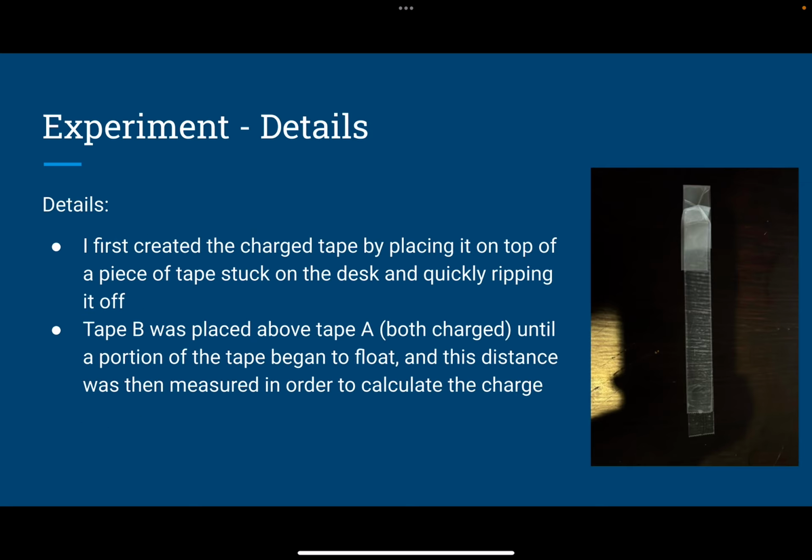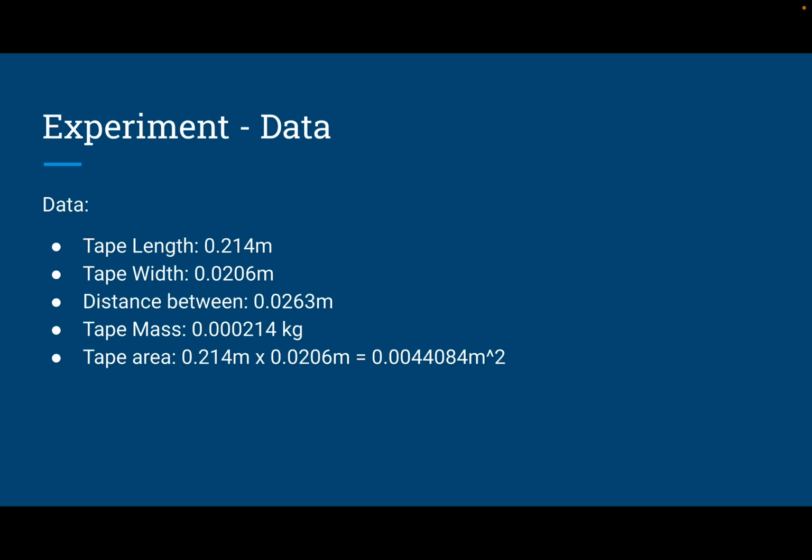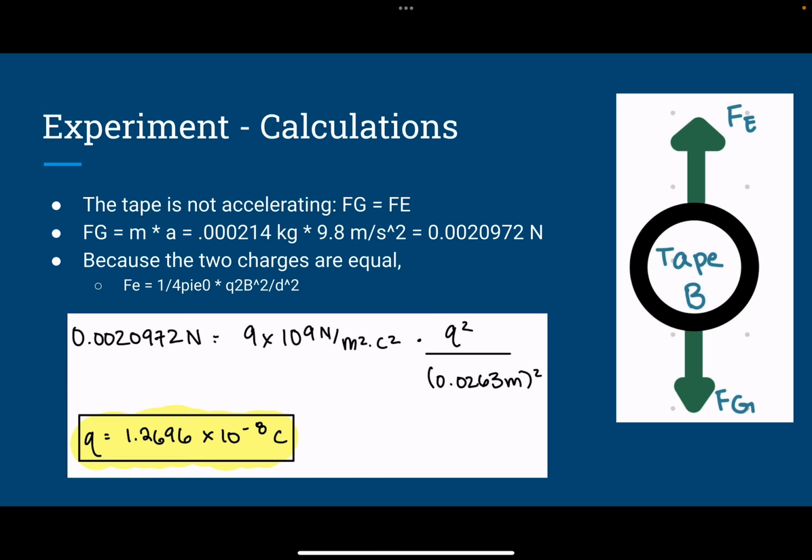So here are the details. Again, I placed tape on top of the other to charge it, and then tape B was placed above tape A until it began to float, and the distance was measured with a ruler. There's a photo of it on my desk. Here is the data: I have the length, the width, the distance in between them, the mass of the tape, and the area. Here are the calculations. I set the gravitational force equal to the electric force in order to get the charge.